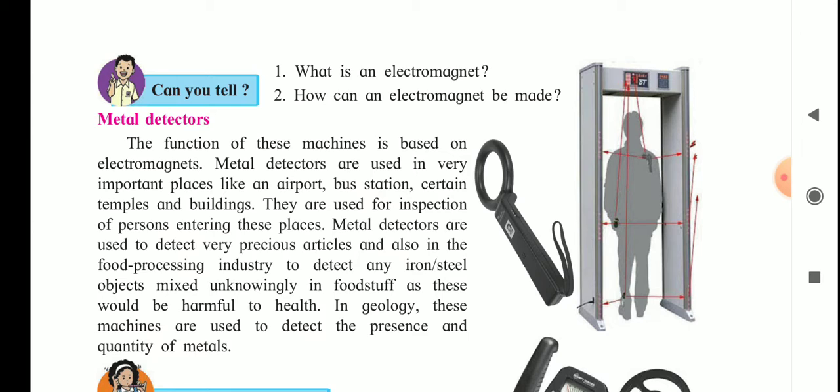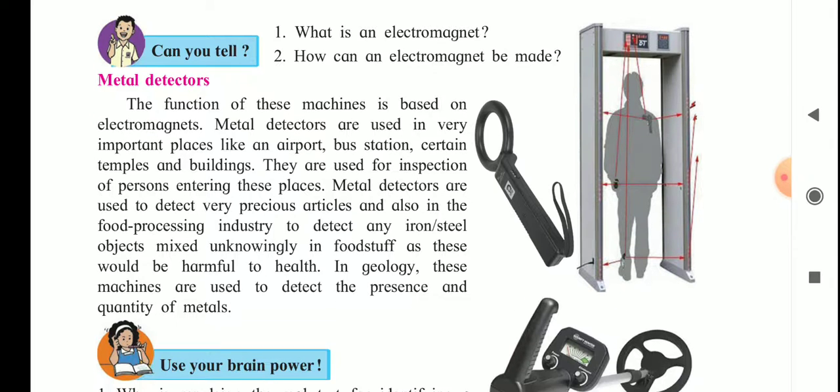So, the next question is, what is an electromagnet? An electromagnet is a magnet which is produced by passing an electric current through a coil surrounding a soft metal core. And how can the electromagnet be made? Take a metal object or a metal bar, wind a copper wire around it, and supply the electric current through the wire. After some time, we see that the bar acts as a magnet.